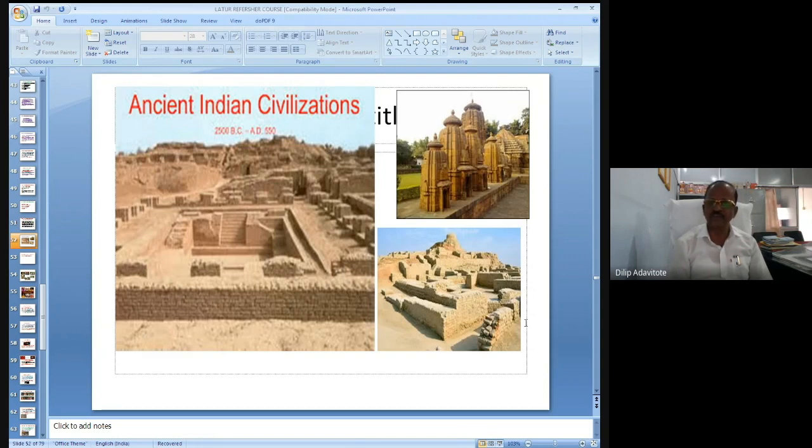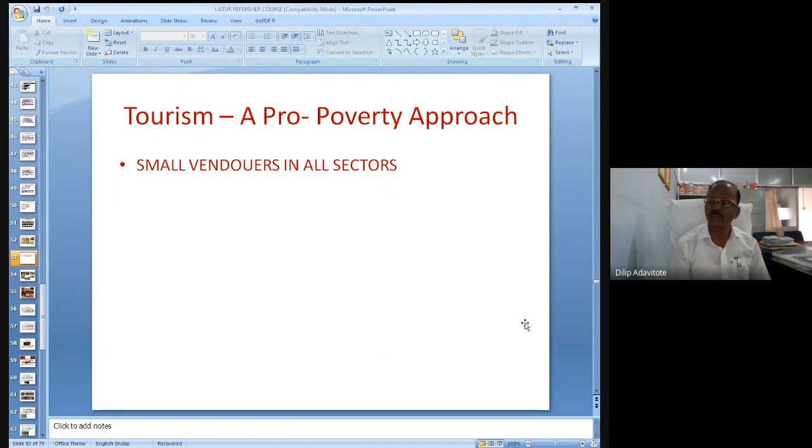We have a better history of our own country, and we need to highlight all these things. Ancient Indian civilizations are important. As we discussed about the pro-poor approach, how are we going to use this? The small vendors are there. Suppose a coconut seller is there, flower stalls are there, auto rickshaws, private auto rickshaws are there. They give their services to pick up tourists from one place to another within a destination, and they are earning some money, taking benefit of this tourism industry, and therefore this tourism industry is now slowly moving towards the removal of poverty, and it is helping our nation.